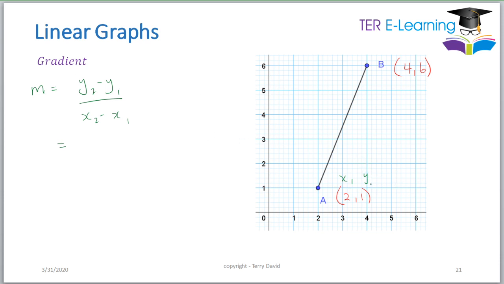So this is x1, y1, and this here is x2, y2. Once I've identified what x1, y1 and x2, y2 are, all I need to do is substitute into the formula. So it'll be 6 minus 1 over 4 minus 2, which is equal to 5 over 2.